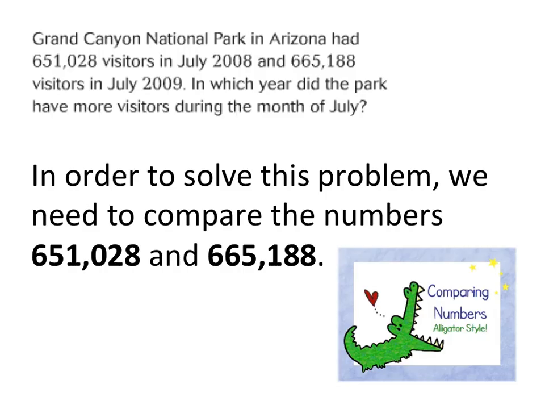Let's look at the problem at the top of the screen. Grand Canyon National Park in Arizona had 651,028 visitors in July 2008 and 665,188 visitors in July 2009. In which year did the park have more visitors during the month of July? Well, in order to solve this problem, we need to compare the numbers in the problem. So let's take a look at a chart that we can use to compare those two large numbers.